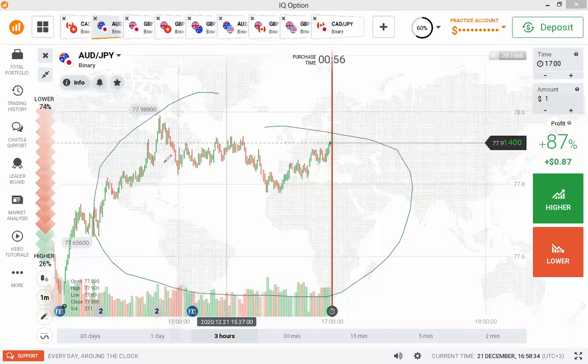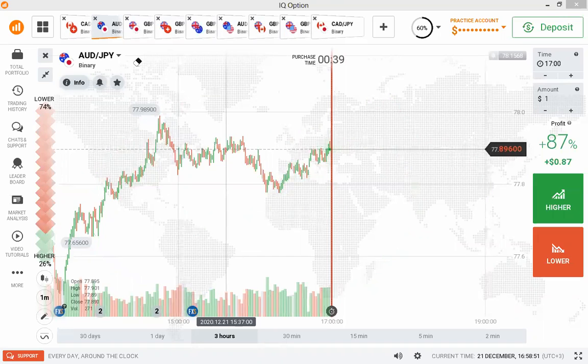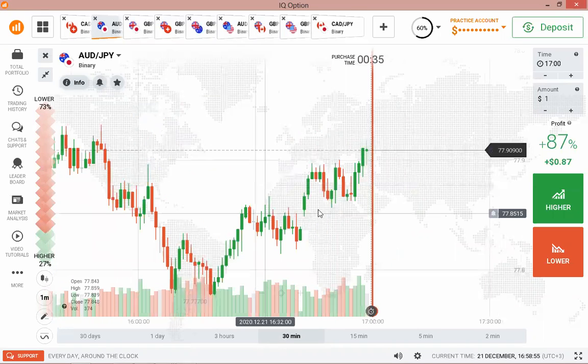This is what we mean by sideways: chopping up and down, up and down. But if the market is moving in a trendy form, it will be in swing highs and swing lows, lower highs and lower lows, or higher highs and higher lows. That is how the market moves most of the time. But currently, the market is not moving sideways.